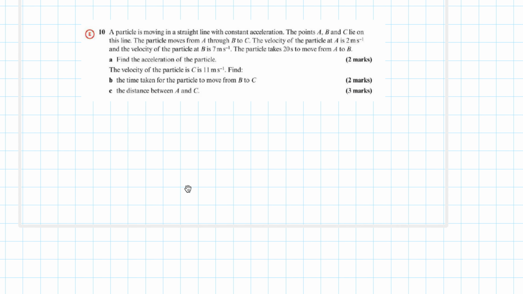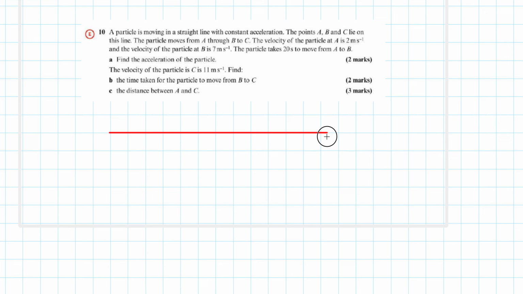Our final question, question 10. A particle is moving in a straight line with constant acceleration. The points A, B, C lie on this line. The particle moves from A through B to C. The velocity of the particle at A is 2 meters per second, and the velocity of the particle at B is 7 meters per second. The particle takes 20 seconds to move from A to B. Find the acceleration of the particle.